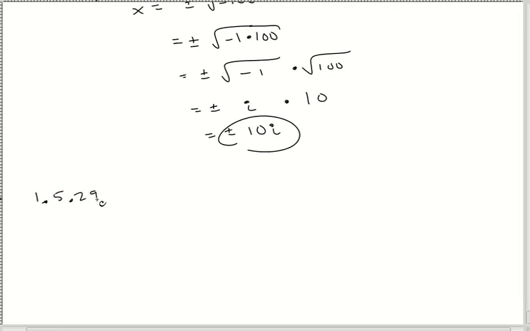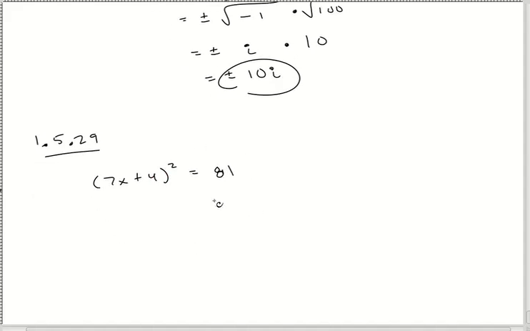1, 5, 29. So I've got 7x plus 4 all squared is equal to 81. There we go. Okay, solve for x. I can't remember if they actually put some kind of hint on it or not, but if I got a square, I want to square root it almost immediately. I have no other idea of what to do. I think this is going to be the best. So square and square root, they cancel one another. Remember, when you got a square root of both sides, you got to have plus and minus. And the square root of 81 is simply a 9.